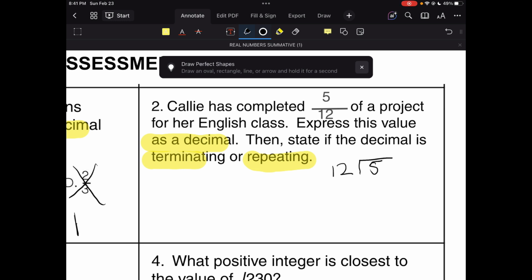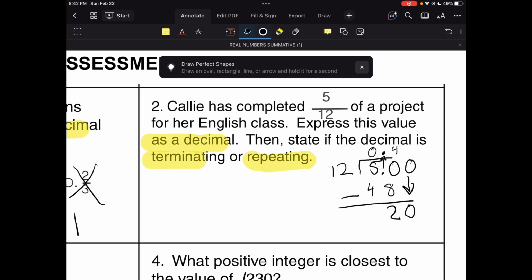How many times can 12 go into 5? It can't. So then we can add our decimal point here and add another 0. Bring your decimal place up. 12 goes into 50 4 times. 4 times 12 is 48. Then you subtract, you get 2. You may say, well, I can't put 12 into 2. No, you can't, but you can add another 0 and bring it down.